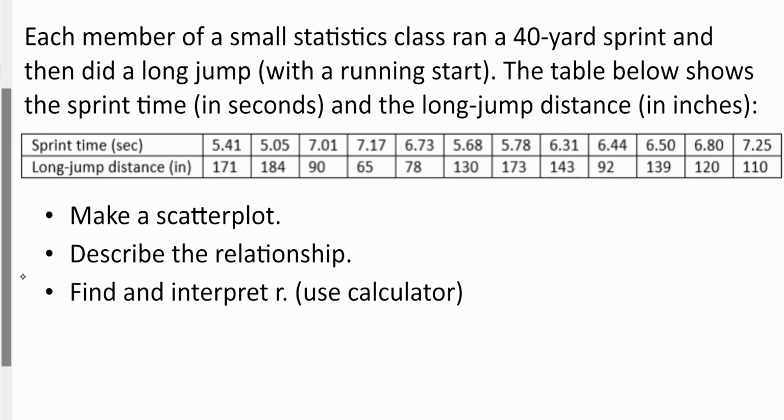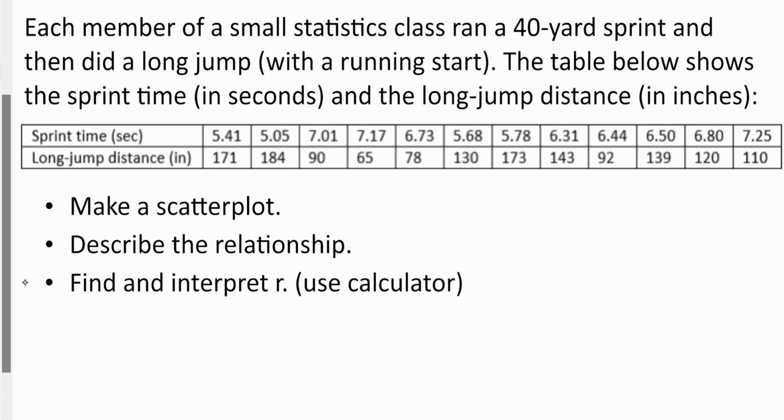Here's an example I would like you to be able to do. Each member of a small stats class ran a 40-yard sprint, and then they did a long jump with a running start. The table below shows the sprint time and the long jump distances, just to see if there's a connection between how fast you sprint and how far you go. So, create a scatter plot. Describe the relationship and find and interpret R, which is your correlation. You don't have to do that by hand. You can do that on the calculator.